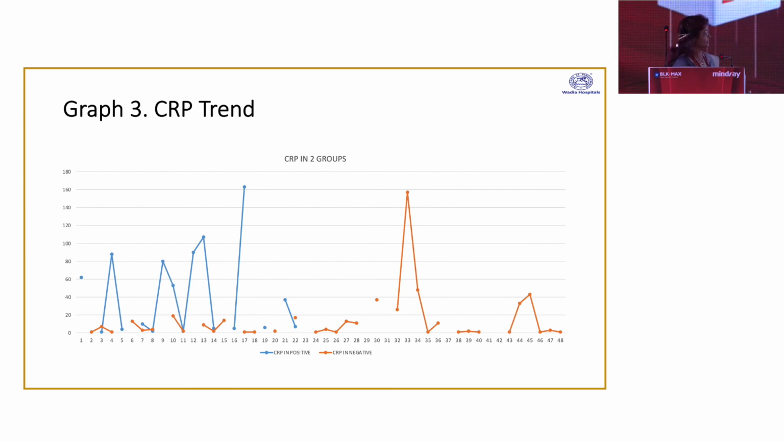CRP values: we had very few cases with CRP value available. We can see most of the positive cultures are showing positive CRP values, while negative cultures are showing low values, negative CRP.